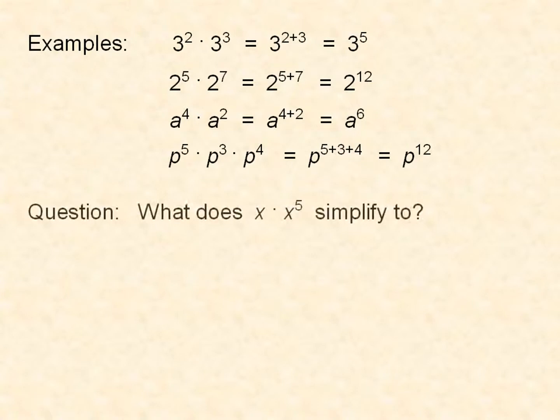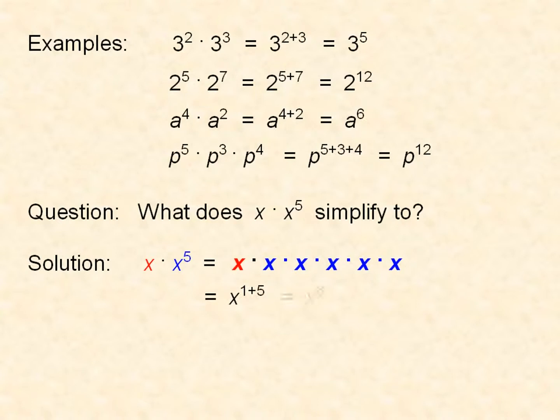Here's another question. What does x times x to the fifth simplify to? Again, we can solve it by looking at meanings. X times x to the fifth means x times 5 x's multiplied. So you actually have 6 x's multiplied, the red x and the 5 blue x's, so it's x to the 1 plus 5, or x to the 6th. This leads us to a definition. X to the 1 power can be defined as x.